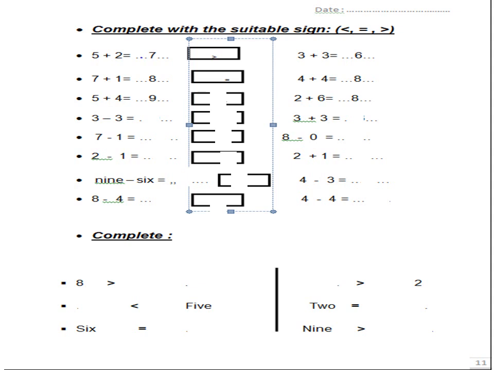3 minus 3. 3 minus 3 equals 0. 3 plus 3. 3 in your mind and 3 in your fingers, and start to count after 3: 4, 5, 6. So the answer will be 6. 0 and 6. Which is bigger? Of course, it is 6.